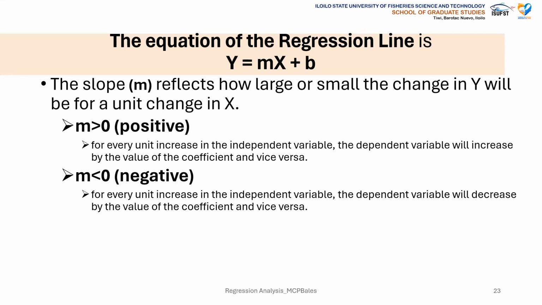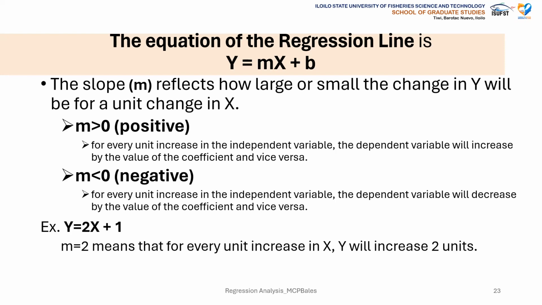That's why, in this case, if the value of your slope is negative or m is less than 0, for every unit decrease in the independent variable, the dependent variable will increase. They are opposite. That's why you have a negative relationship. If positive relationship, plus plus, or minus minus. But if you have a negative relationship, one is plus, the other is minus. Or if the first is minus, the other will be plus.